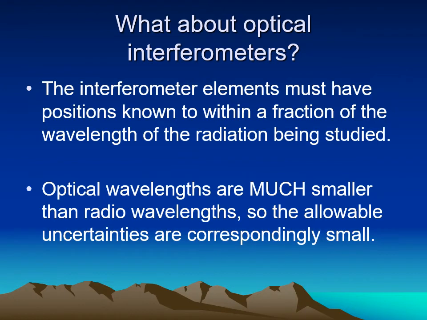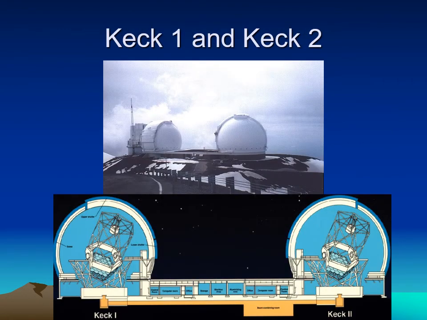Now the question that then comes up is, what about optical interferometers? Now the problem is you would need to know the position of one optical telescope to another optical telescope to within a fraction of the wavelength of light. That would mean you would have to know the center of one telescope to the center of another telescope almost to the width of a virus. That's very hard to do, but not impossible.